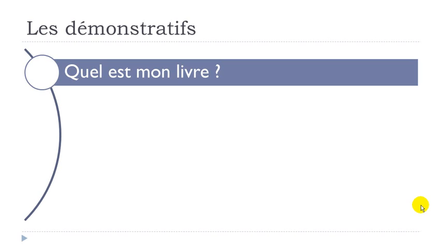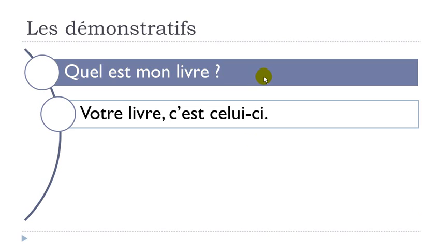So let's see a few examples now. If you ask a question, quel est mon livre? Okay. What is my book, or which one is my book? All right. And then the answer could be votre livre, your book, c'est celui-ci, this one. Okay. Votre livre, c'est celui-ci. Okay. And then normally when you say that, you tend to indicate with your finger as well. So you point at the book. Votre livre, c'est celui-ci.